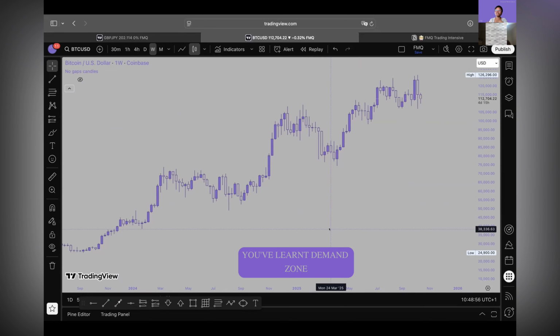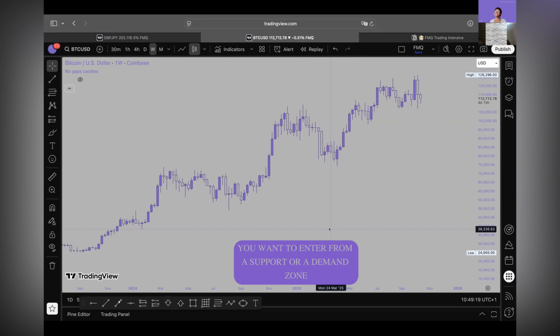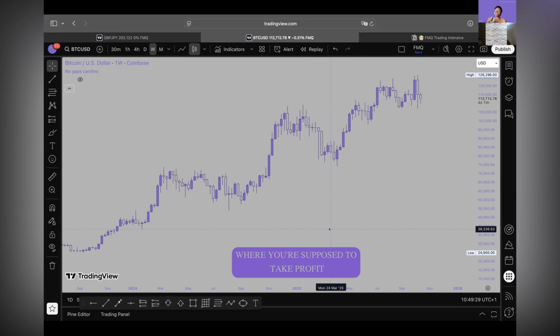Because you've learned there's supply and there's demand, whenever you look at a chart, you're looking for this. You can also look for both of them, but you only look for the opposite when you want to take profits, not when you want to enter. Always take note: when you want to enter a trade and you've identified that the direction of that trend is an uptrend, you want to enter from a support or a demand zone. Then when you want to take profit, you want to take profit from the nearest zone. The nearest zone where you're supposed to take profit is going to be the nearest supply or resistance zone.